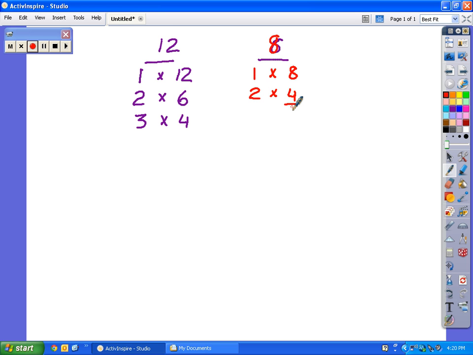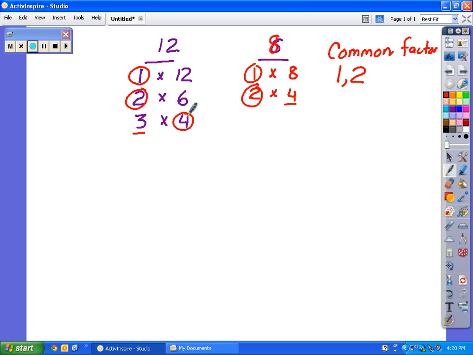Well, if we want common factors, all we have to do is look to see what they have in common. They have 1 in common, so 1 is a common factor. They have 2 in common, so 2 is a common factor. 3 is not in 8. They have 4 in common, so 4 is a common factor. And those are all the factors that they have in common.